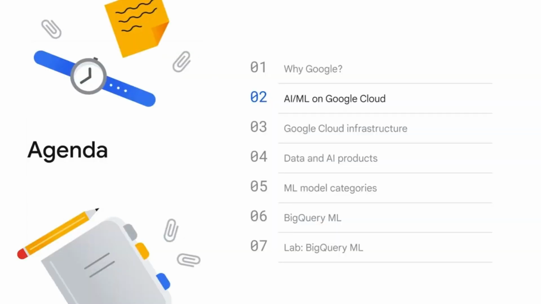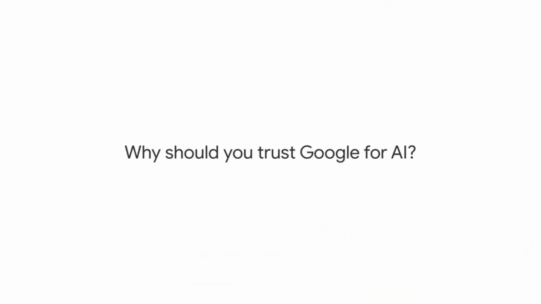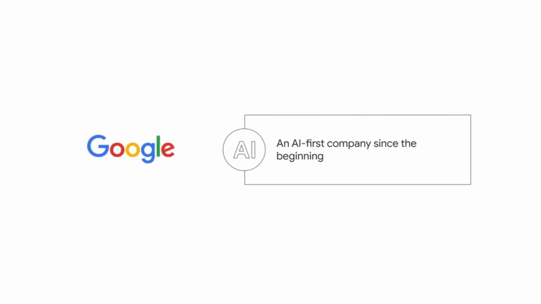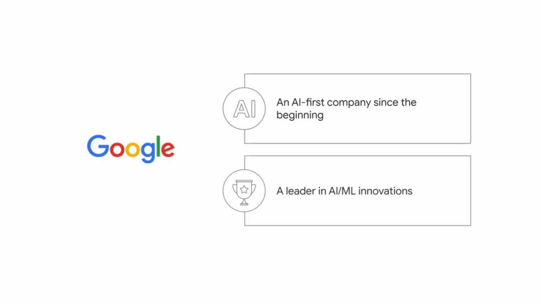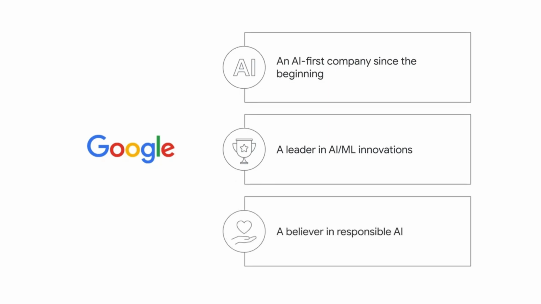You might be excited about the capabilities and potentials of AI, but how to start your AI projects with Google? You explore the AI and ML toolbox in this lesson. So why should you trust Google for AI? Firstly, Google has been an AI-first company and used AI to power its products since the beginning. Second, Google is a leader in AI and ML innovations. Thirdly, Google is a believer in responsible AI.